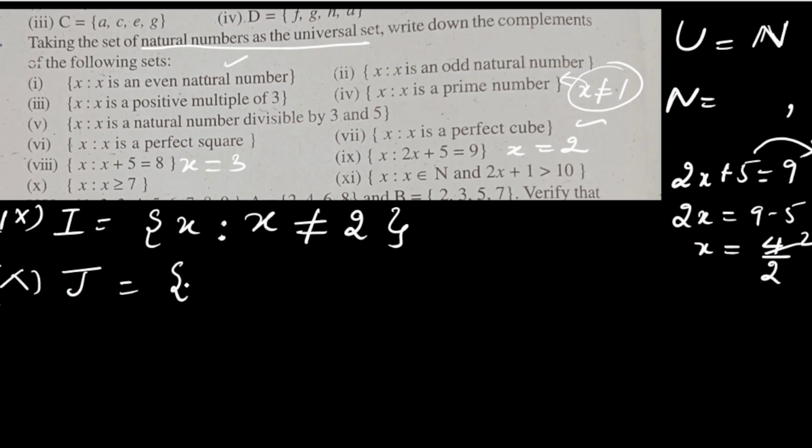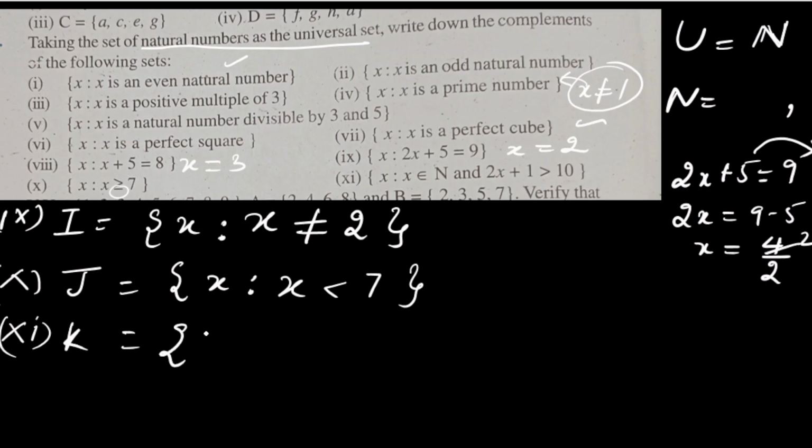In the 7th set, it's given to us x is greater than equals to 7. See, if x is greater than equals to 7 in this set, in its complement x will be less than 7. Will not consider it as less than equals to 7. No, because here 7 is already included because the equality sign is there. So only the less than symbol we will use. So 10th, next one I'll take.